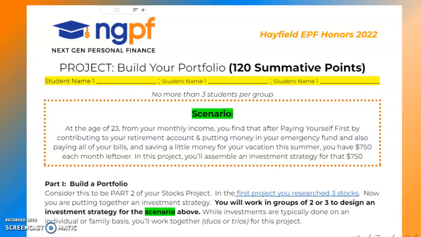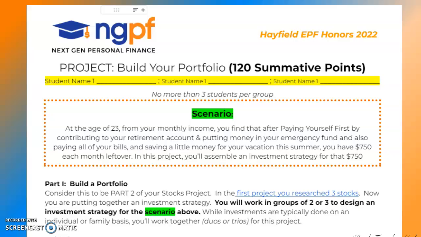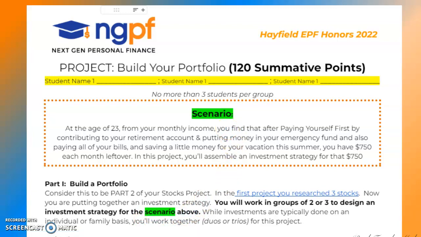Now, the difference between this project and the former project is this one is focusing in on an investment strategy based on this scenario. Okay, so again, even though most people do investments as individuals or as families, some people even have investment clubs, but you will work together, again, either duos or trios for this project.